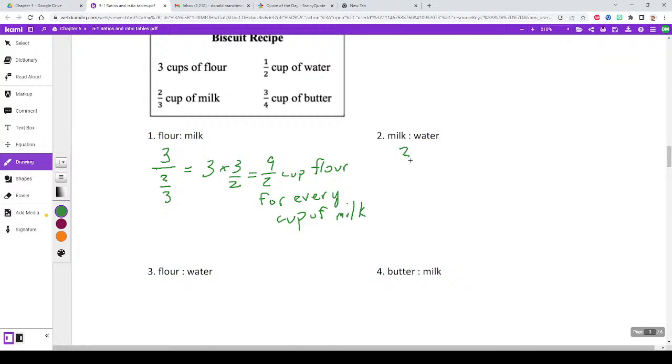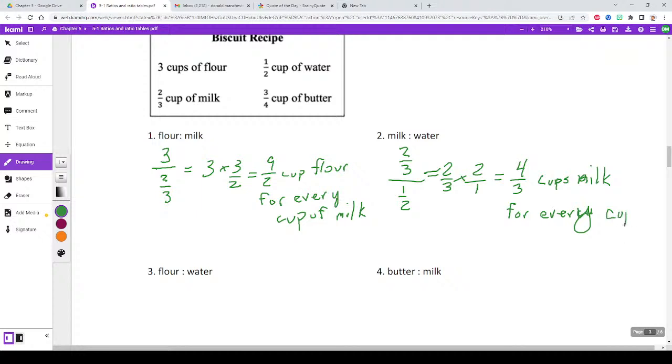Milk to water is 2/3 to 1/2. So that gives us 2/3 times, we flip the fraction, that's 2 over 1. So that's 4/3. So we're looking at 4/3 cup milk for every cup water.